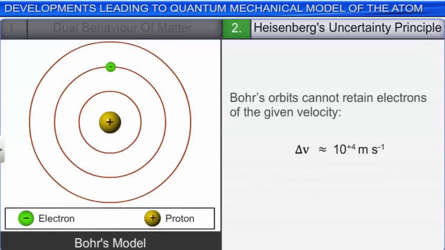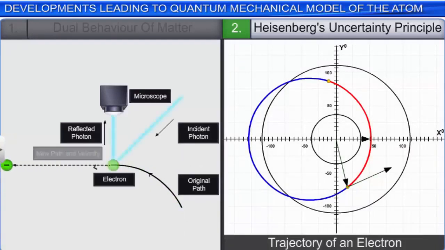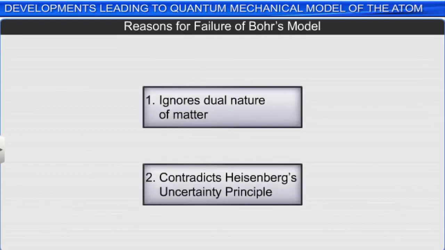This value of uncertainty in velocity is so big that the classical picture of electrons moving in Bohr's orbits becomes unrealistic. As it is impossible to determine simultaneously and accurately the position and velocity for an electron at any given instant, it is not possible to talk about the trajectory of an electron. Thus, Bohr's model not only ignores dual nature of matter, but also contradicts the Heisenberg's uncertainty principle.